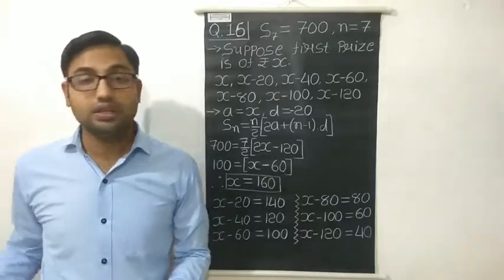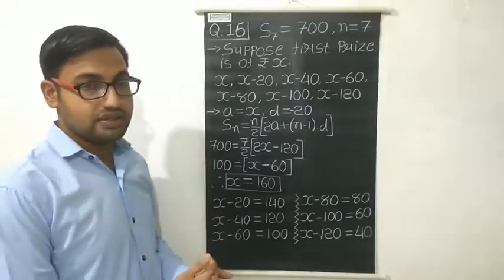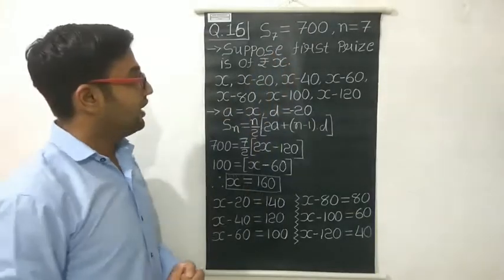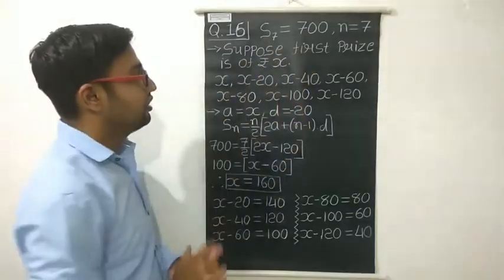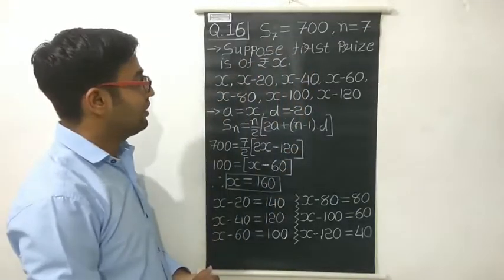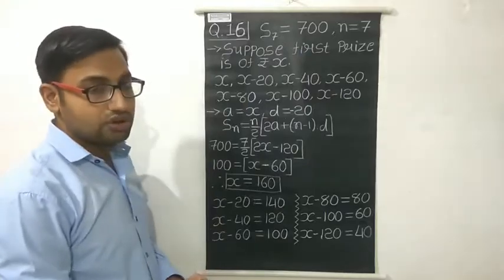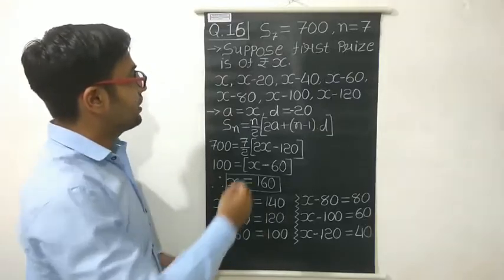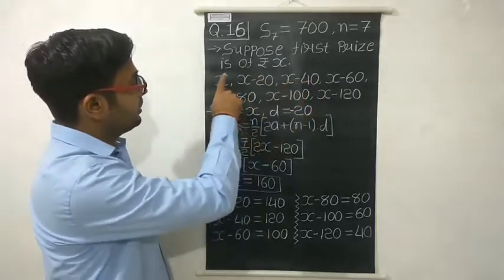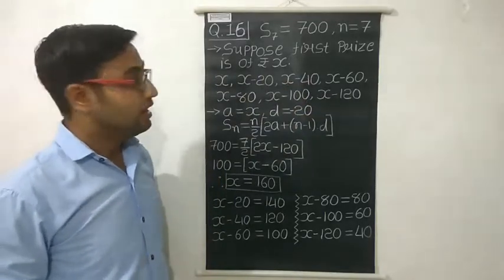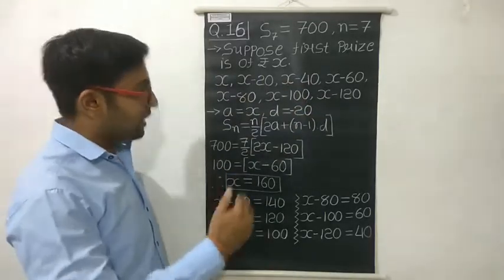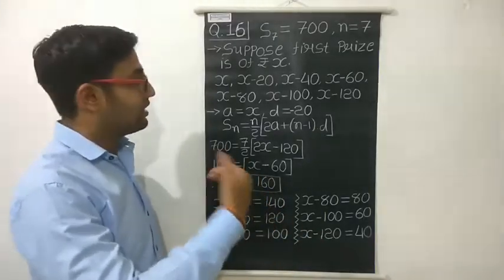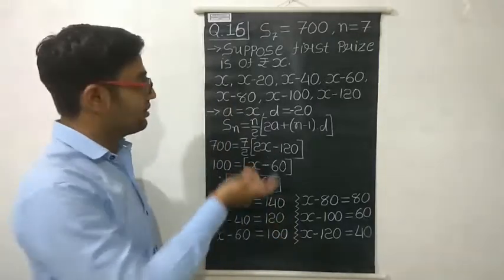So here there is a total prize amount that the students have to be given, and that is equal to rupees 700. And how many students are there? The total number of students is also 7. We don't know the prize of the first student, so let us suppose that the first prize value is rupees x. Now in the question it is given that the second rank student will get 20 rupees less than the previous student, that means the first student.